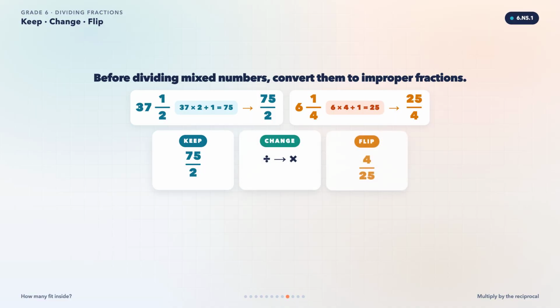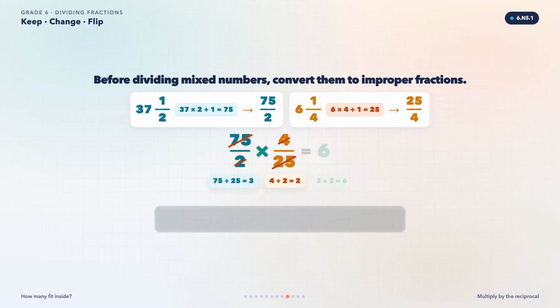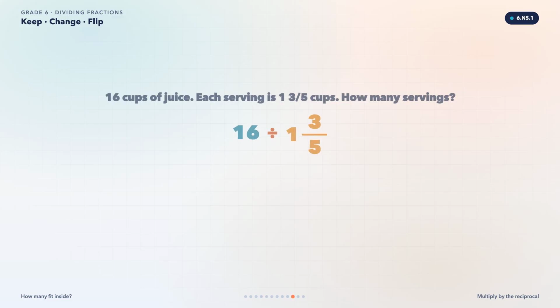Before we multiply, we can cancel. 75 and 25. 75 divided by 25 is 3. 4 and 2. 4 divided by 2 is 2. 3 times 2 is 6. 37 and 1/2 divided by 6 and 1/4 equals 6. The bumper has room for 6 short stickers. Canceling first keeps the numbers small.